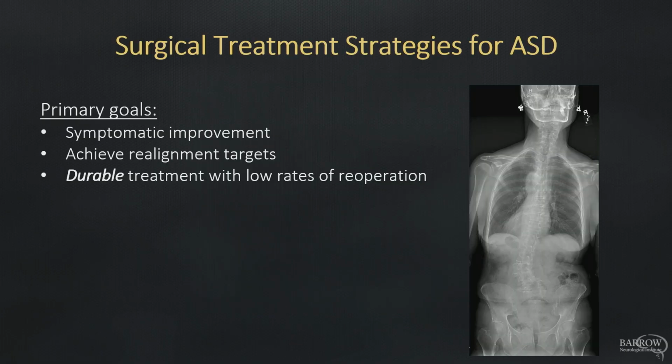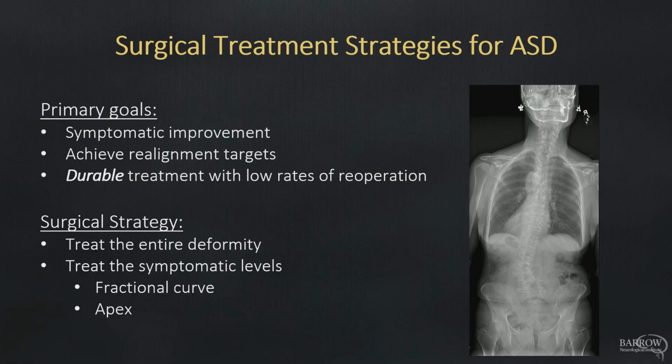And I think in deformity in general, our goals have to be the same and aligned, whether you're an open guy, an MIS guy, or somebody who does both. And really the goals are symptomatic improvement, achieve your realignment goals, whatever those may be, and that this is a durable treatment. Doing a small, minimally invasive surgery that has to go back in 3 months because you have an adjacent segment issue, you didn't do anybody any favors. And so the durability, I think, is of critical importance.